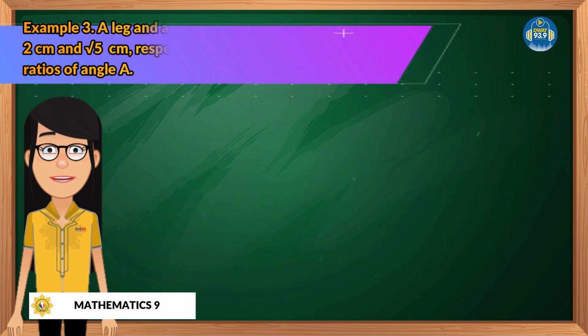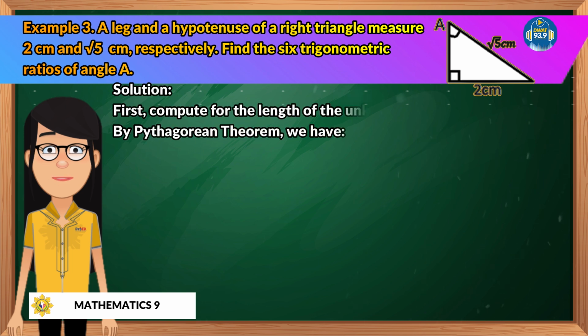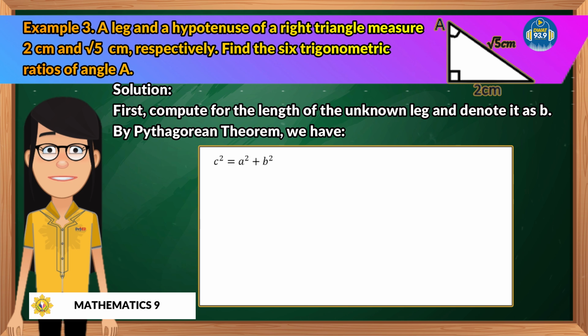Example number 3. A leg and a hypotenuse of a right triangle measure 2 centimeters and square root of 5 centimeters respectively. Find the 6 trigonometric ratios of angle A. Solution. First, compute for the length of the unknown leg and denote it as B. By the Pythagorean theorem, we have C squared equals A squared plus B squared.